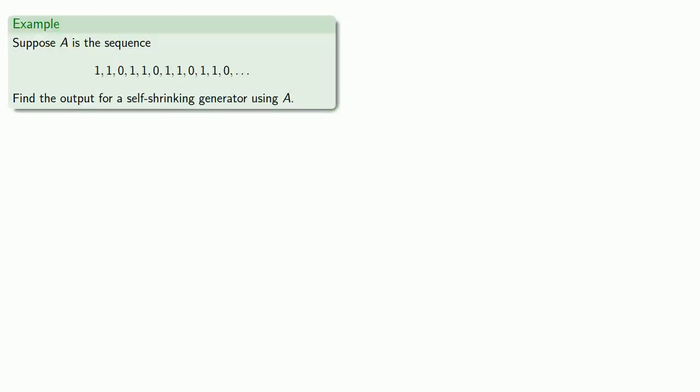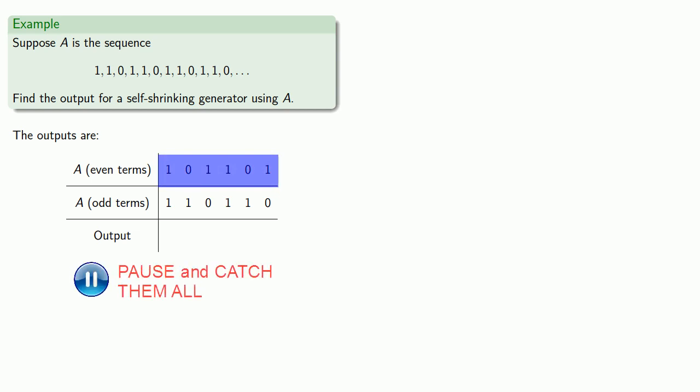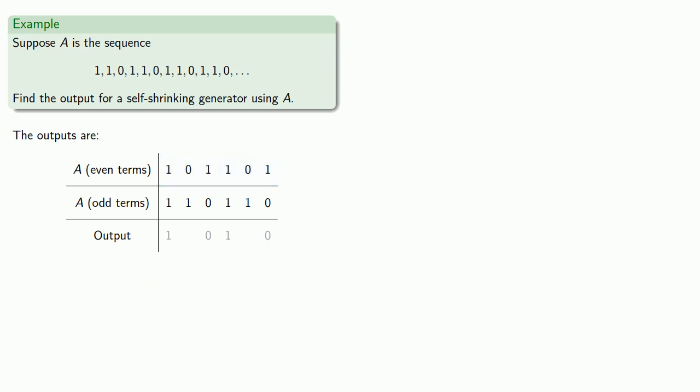So let's take our sequence 110, 110, and so on, and we'll find the output for a self-shrinking generator using A. Here it helps to split up our terms. We have our even terms and our odd terms. And so our terms of the sequence are going to be 1, 1, 0, 1, 1, 0, 1, 1, 0, 1, 1, 0, and so on. And so we'll use our even terms to decide whether to output our odd terms, which gives us our sequence.